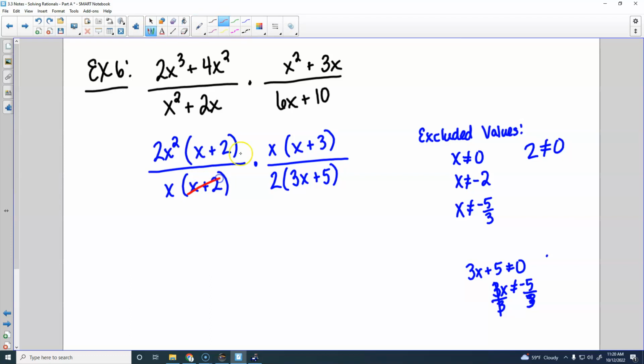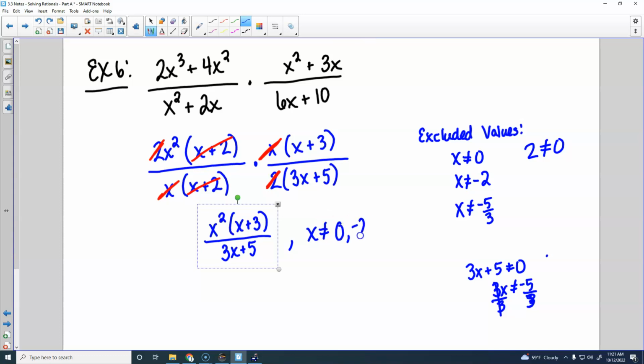I can cancel this x plus 2 with this x plus 2. I can cancel this x with this x. I can cancel this 2 with this 2. And I think that's everything. So we'll have x squared times x plus 3 over 3x plus 5. And we'll say that x cannot equal 0, negative 2, or negative 5 thirds.